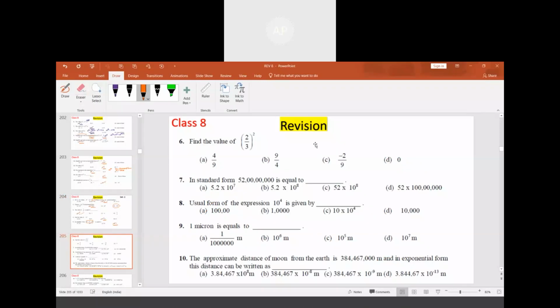Find the value. Option A, sir, 4 by 9. Option number A, 4 by 9.